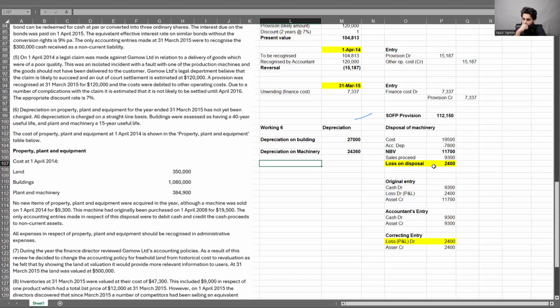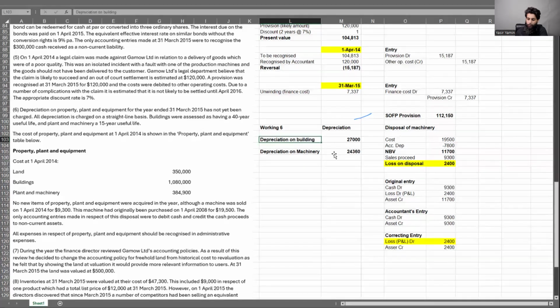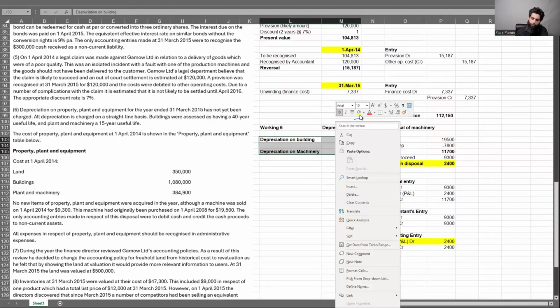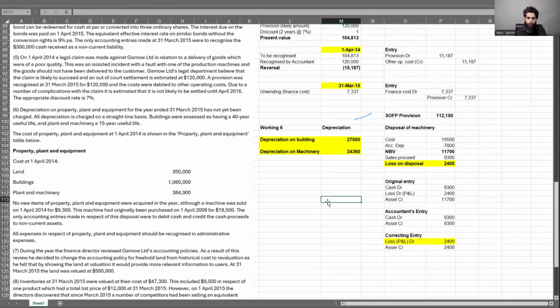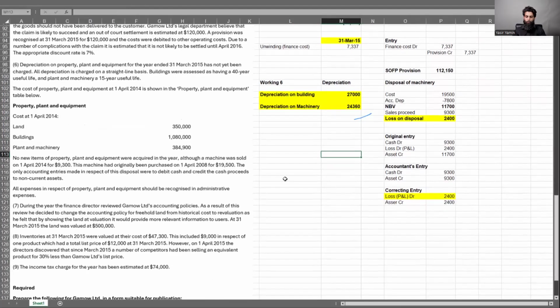Good to go? Very good. Examiner says all expenses in respect of property, plant, and equipment should be recognized in administrative expenses. So everything that we just saw will be recognized as part of admin expenses. Okay, that's fine. We'll do it. Make sense? All right, let's move forward.